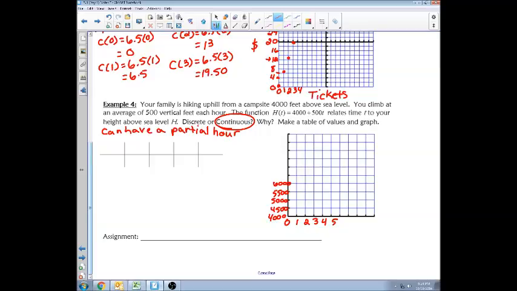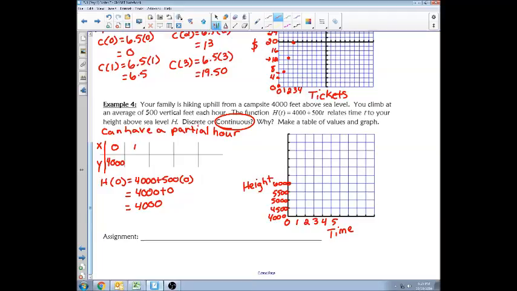So if our family is hiking uphill, can we have no time at all where we've been hiking? Yes, we can. Remember, this is your x, this is your y. On our x-axis down here at the table, this is our time in hours, and this is our height above sea level. Okay? So for h of 0, it would be 4,000 plus 500 times 0. Well, 500 times 0 would be 0, so this would be 4,000 plus 0, which is 4,000. So at time 0, our height is 4,000.